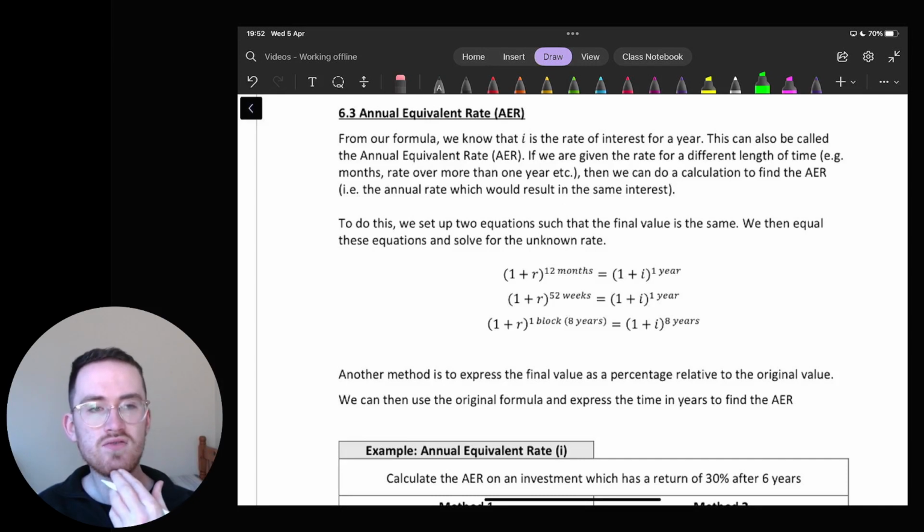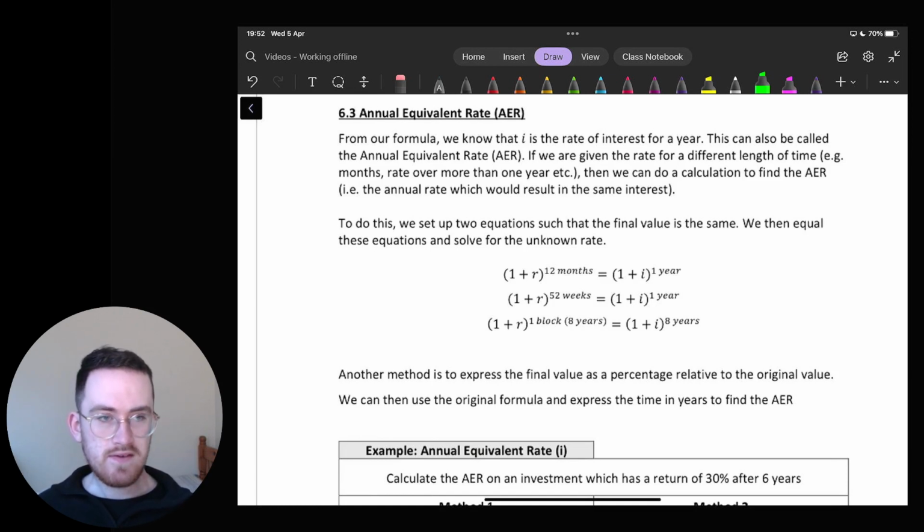So if we're given the rate for a different length of time, for example months, or the rate over more than 1 year, so those are the two ways it can go, either less than a year or bigger than a year, then we might have to do a calculation to find the annual equivalent rate, the equivalent rate that would be charged annually that would give the same amount of interest. That's the idea, that's where it comes from. And in order to do this, we have two different equations we can set up. We set them up so that the final value, that value f, will be the same, and then we equate the equations and solve for that unknown rate.